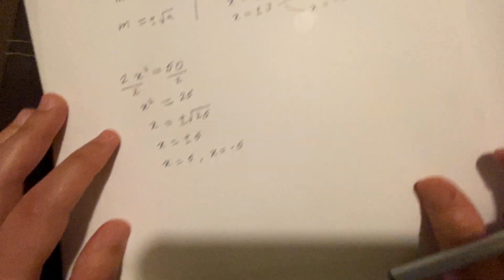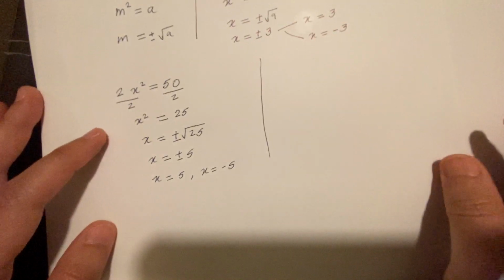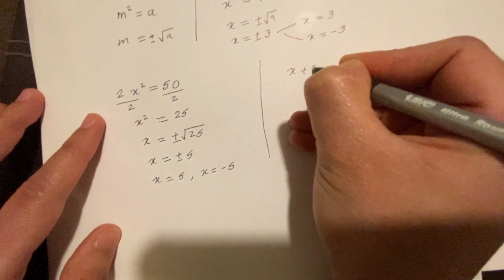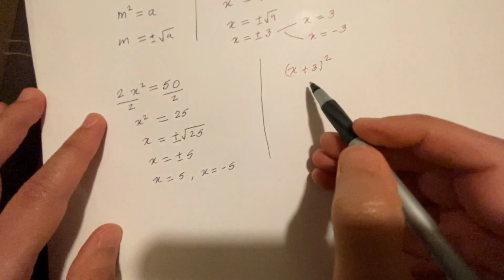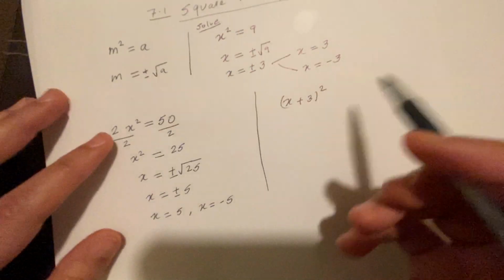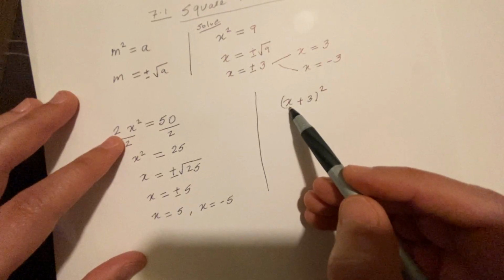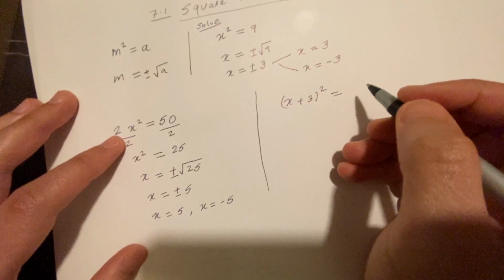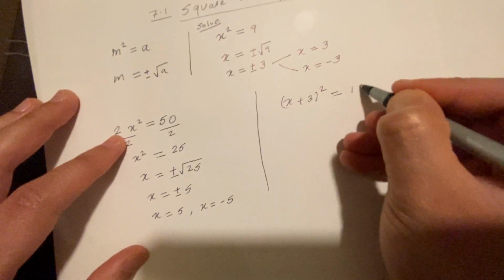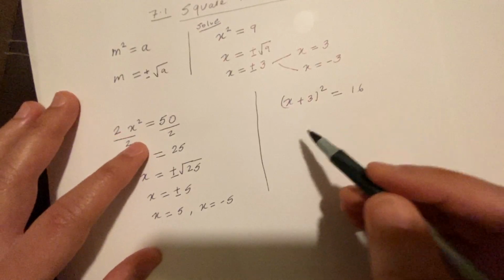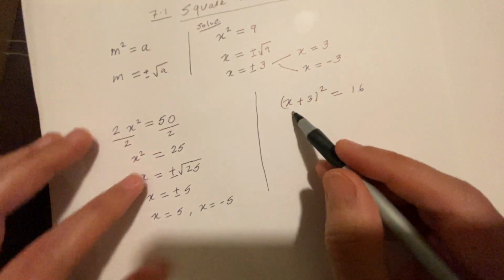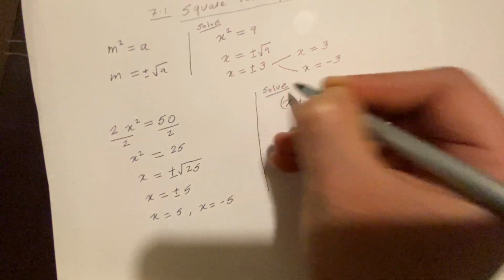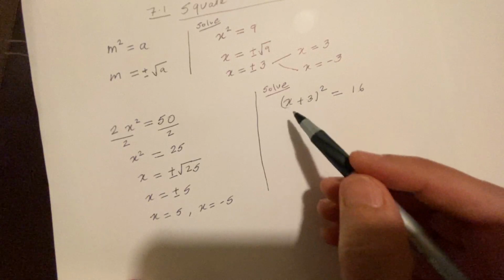All right, now the next one. Let's see, we need to solve (x plus 3) squared equals 16. Again, this is a square. The whole thing is a square. So we're taking the square of x plus 3. So this whole thing squared equals 16. Again, we're trying to solve for x, or we need to find the value of x. Let me write it here one more time. Solve. Whenever you see solve, you need to find the value of x, right?